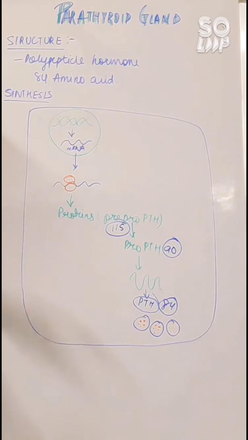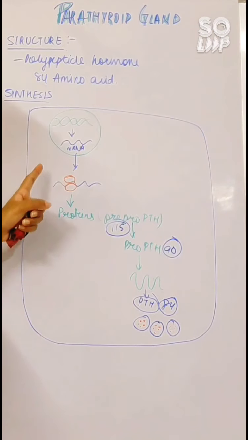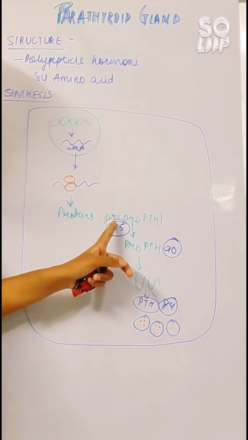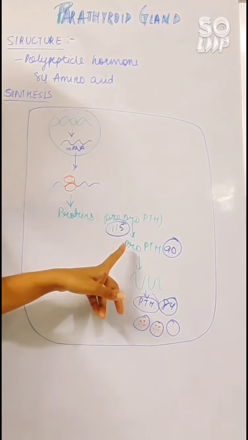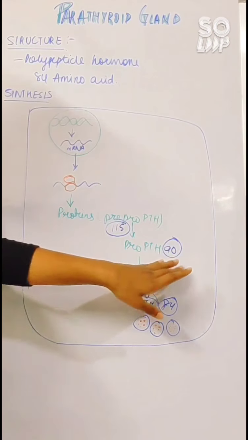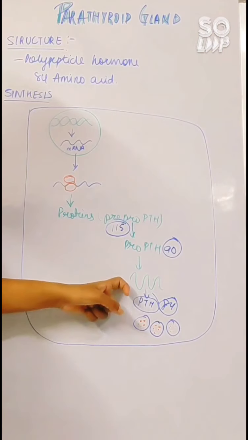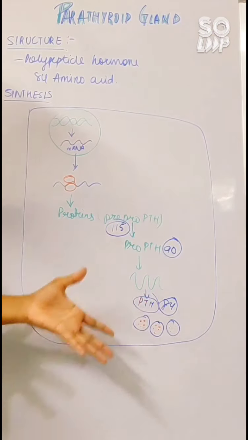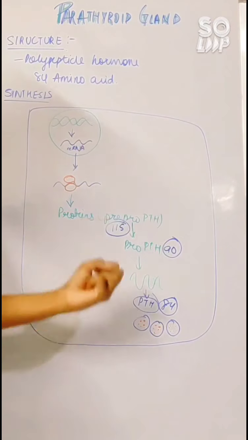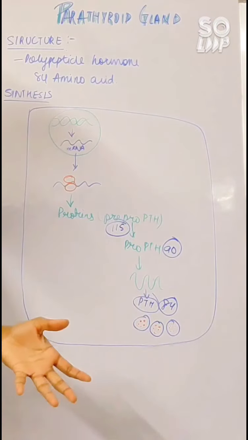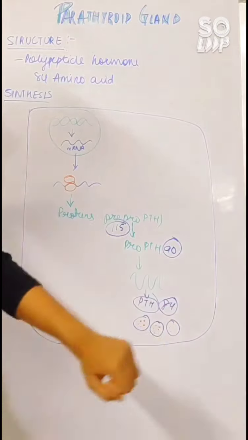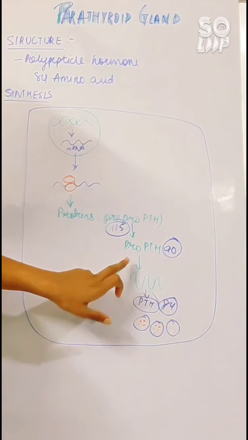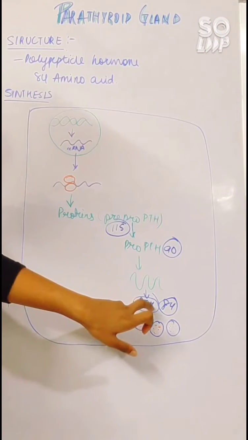So let's read this again. Proteins are formed through transcription and then translation. The protein formed is pre-pro-parathyroid hormone having 115 amino acids. This further converts into pro-parathyroid hormone containing 90 amino acids. This gets transported to the Golgi apparatus, whose function is to modify, package into vesicles in the form of granules, and then transport. When the pro-parathyroid hormone reaches the Golgi apparatus, it is modified to parathyroid hormone.